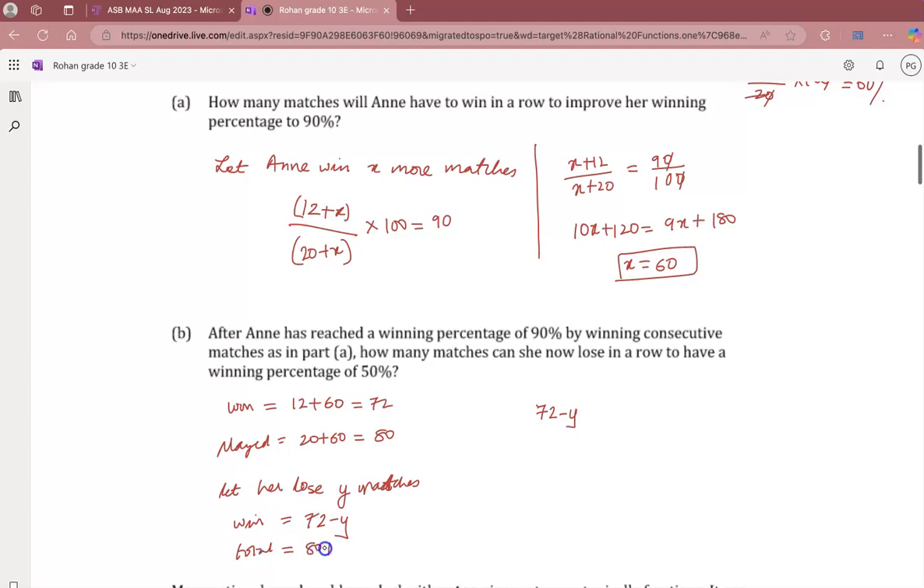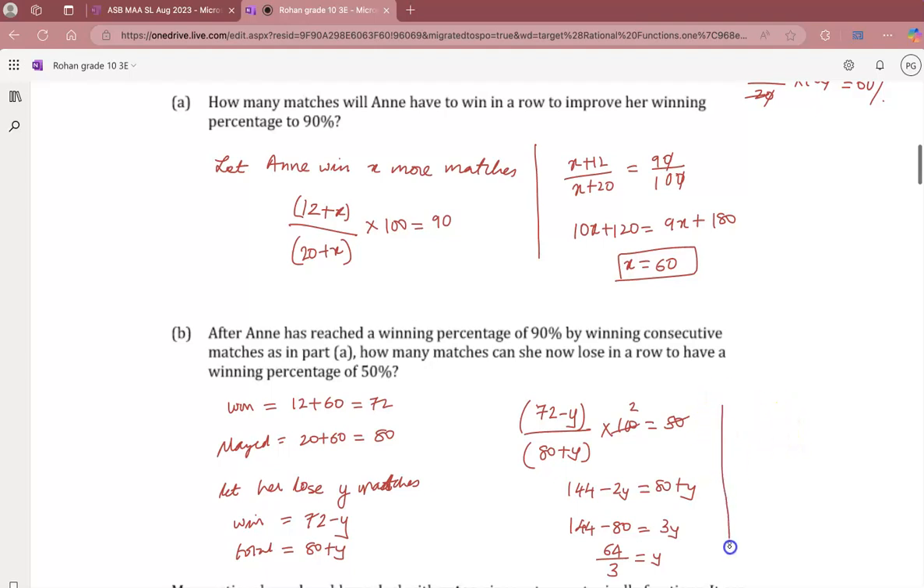Good sum, very good sum. You convert this into percent, times 100, and this is equal to 50. Then you just cross multiply. First, you can cancel the 2s. So 144 minus 2y is equal to 80 plus y. So 144 minus 80 is equal to 3y. So that's 64 upon 3 is equal to y, which is a fraction.